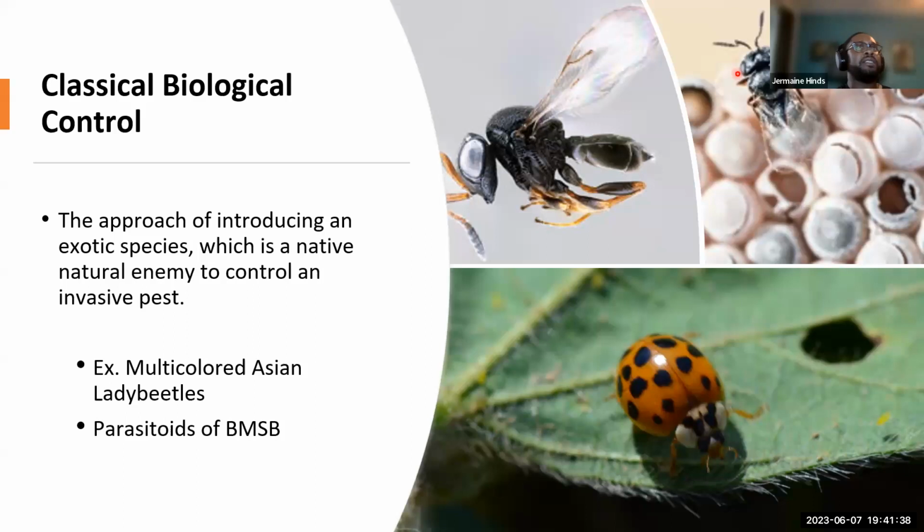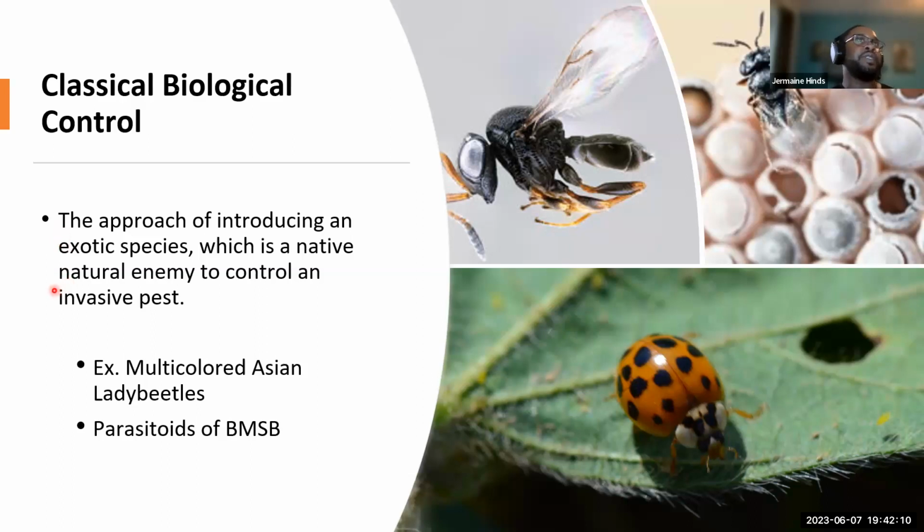So now I want to talk about the different kinds of biological control. Now we talked about the different types of natural enemies. And so the first is classical biocontrol. This was the approach of introducing an exotic species, so different, generally from another country or continent. This is a native natural enemy to control an invasive pest, right? So say we get an invasive pest, we go to where that pest was from to bring its predator to this country so it could do that control.